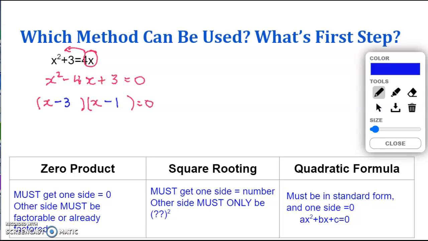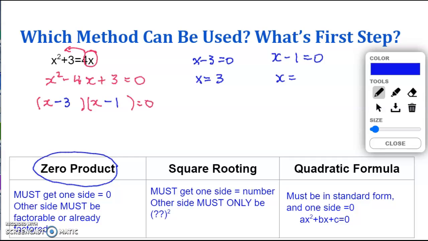That means I have my two solutions. I have x minus 3 is equal to 0, and x minus 1 is equal to 0. Okay, so since it was easily factorable, we are using zero product and factoring. And then from here, I bring the negative 3 to the other side by adding 3, x is equal to 3, and x is equal to 1. Those are my two solutions.